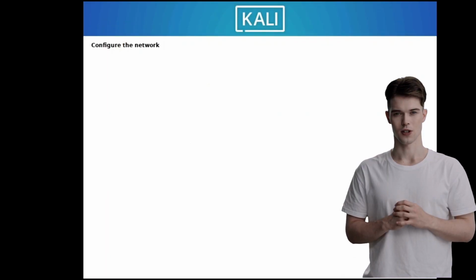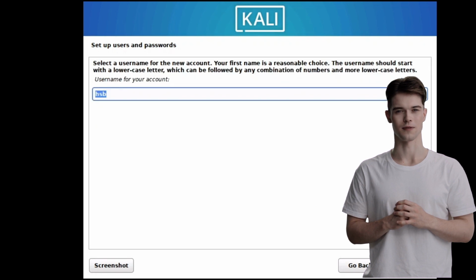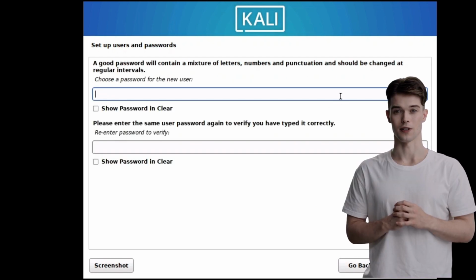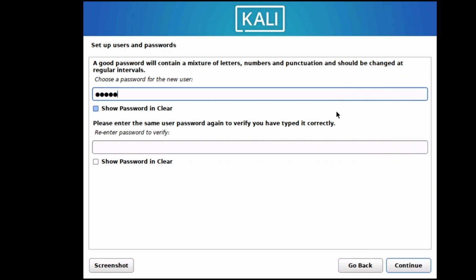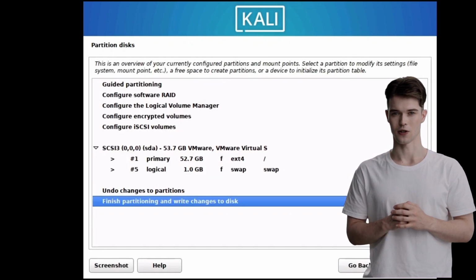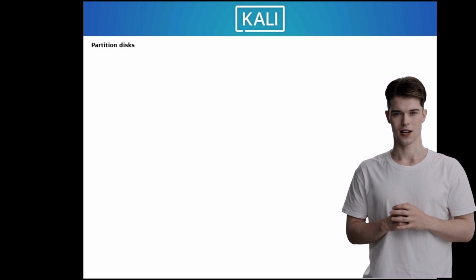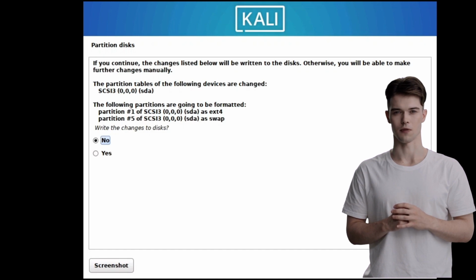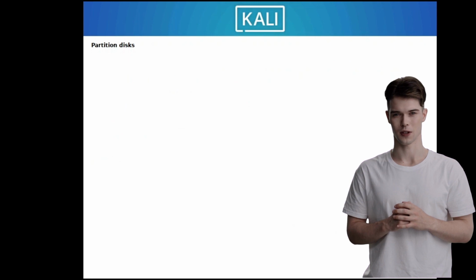Set up the network configuration, hostname, and domain name. Enter a strong root password for the Kali Linux system. Create a non-root user account and provide the necessary details. Select the disk partitioning method. For most users, the default option should be sufficient. Confirm the changes to the disk and wait for the installation process to complete. Once the installation finishes, reboot the virtual machine.